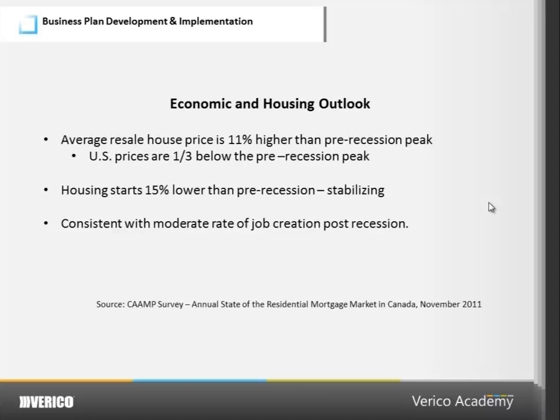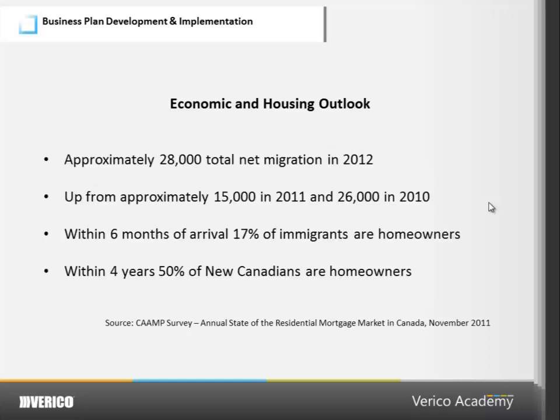The economic and housing outlook, average sale house prices is 11% higher than pre-recession peak. In the U.S., the prices are a third below pre-recession peak. Housing starts are 15% lower than pre-recession, but they are stabilizing, and these facts are consistent with the moderate rate of job creation post-recession. There were approximately 28,000 net immigrants into Canada in 2012. This is up from 15,000 in 2011 and up from 26,000 in 2010.